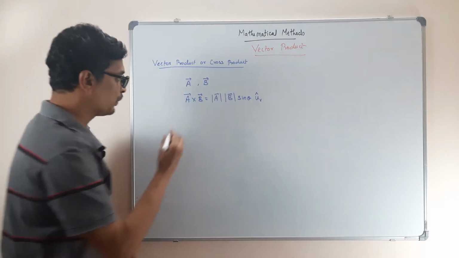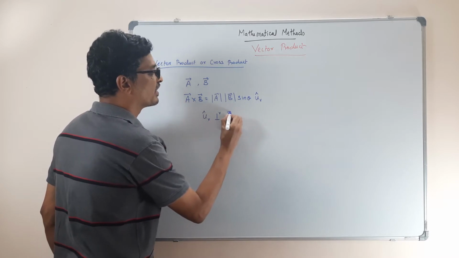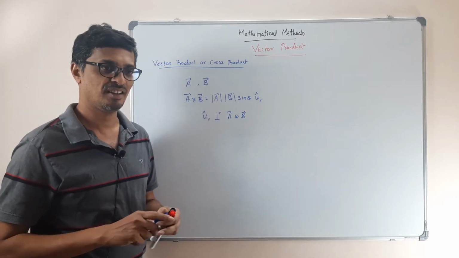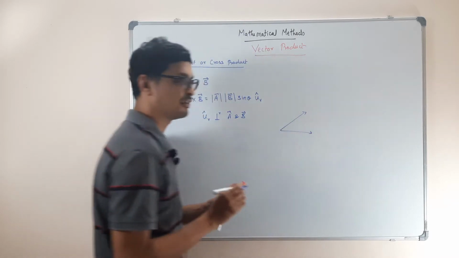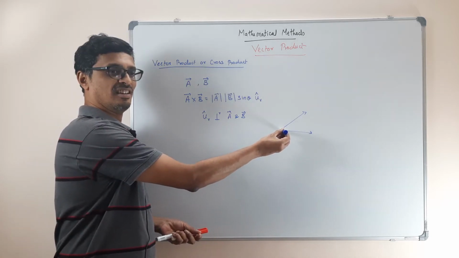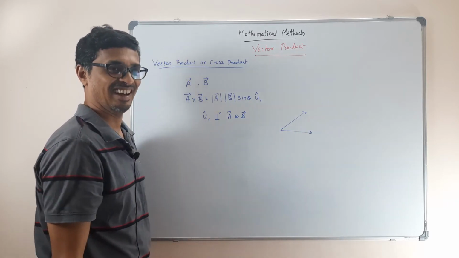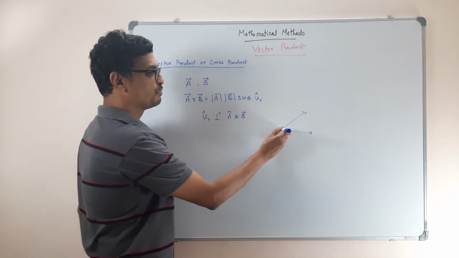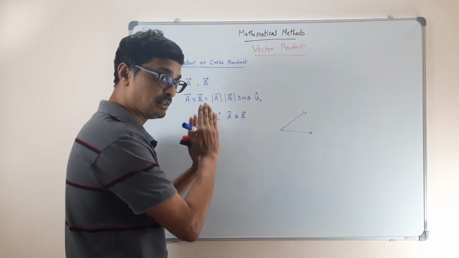And UR cap will be perpendicular to A vector and B vector. How can it be perpendicular to both? Of course, I have two vectors. Can't you have a vector which is perpendicular to both? What about a vector coming out of the board? Correct? So, in 3 dimensions, you are not living in 2 dimensions. So the vector coming out is perpendicular to both the vectors. You got it?